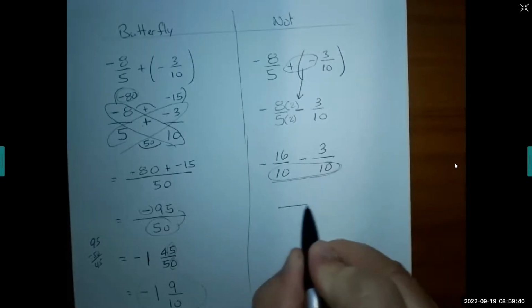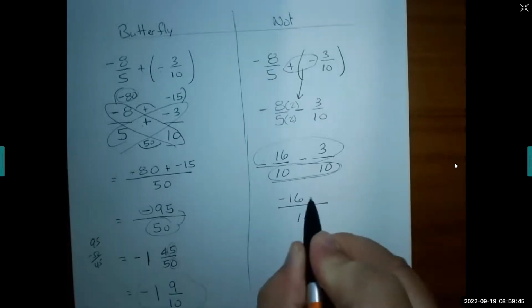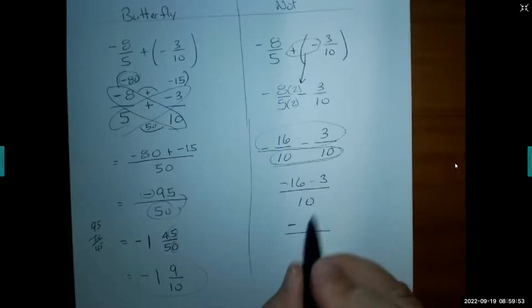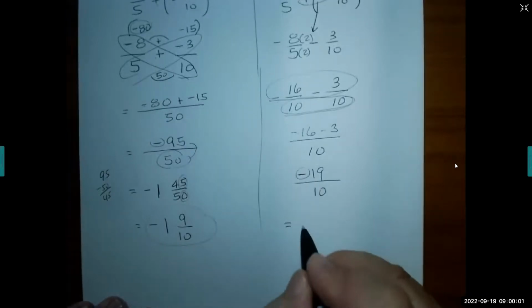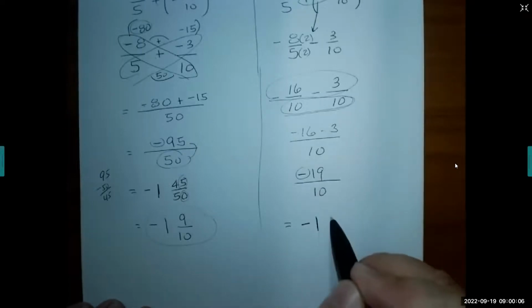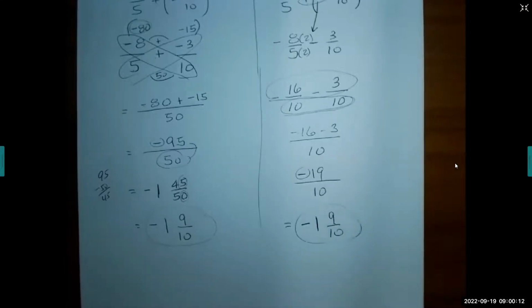Since you have a common denominator, just worry about the top now. Negative 16 minus 3. They're both negative. 16 plus 3 is 19. The answer is negative. 10 goes in 19 one time with 9 left over. It's the same thing either way. Choose which one you like the best. It's the only 2 ways you can do it.